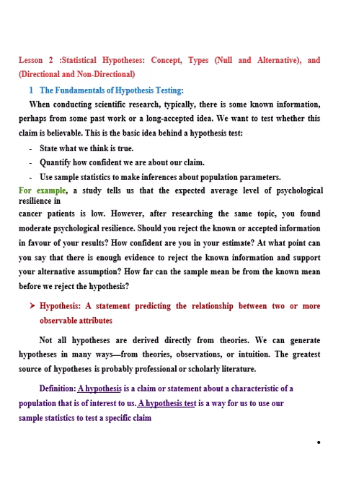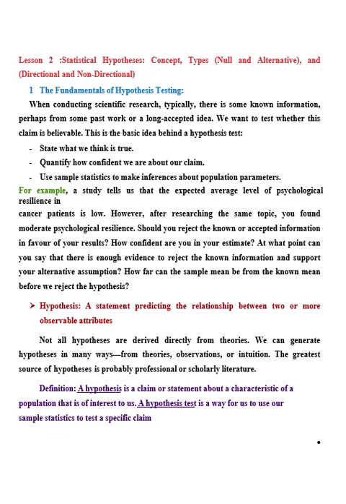Lesson 2. Statistical hypotheses: concept, types, null and alternative, and directional and non-directional. The fundamentals of hypothesis testing. When conducting scientific research, typically, there is some known information, perhaps from some past work, or a long-accepted idea. We want to test whether this claim is believable. This is the basic idea behind a hypothesis test.